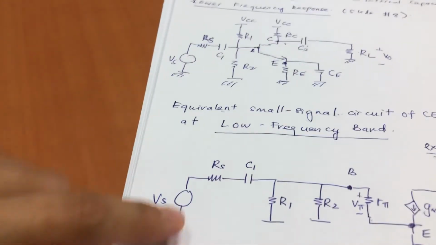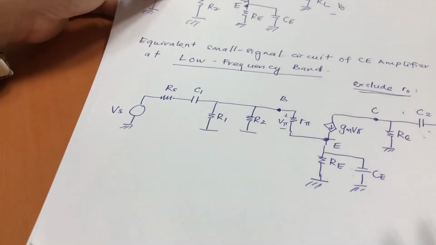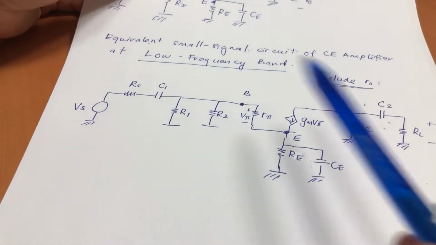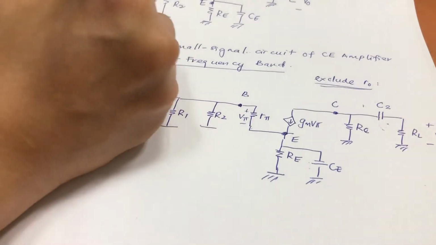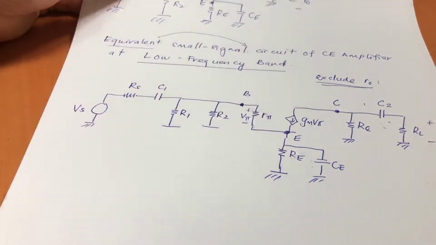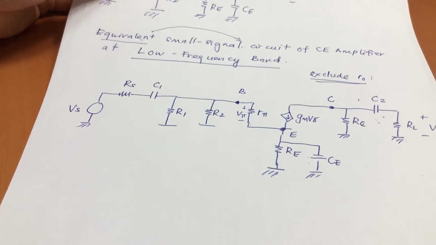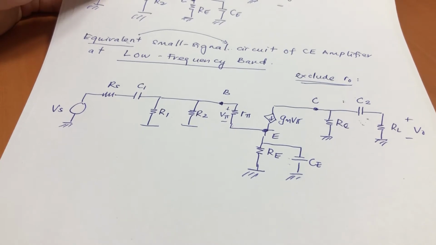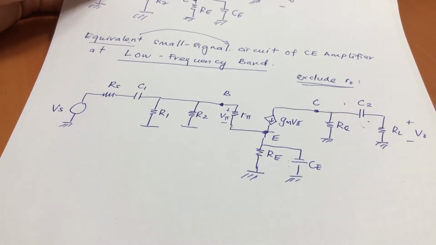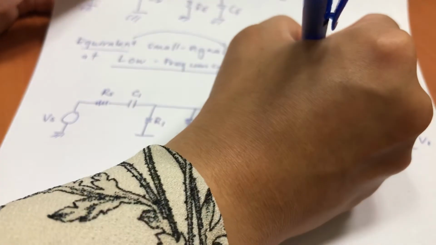Okay, so this is the complete small signal equivalent circuit of the common emitter at low frequency band, the whole circuit. Please take note of this circuit that you have to build. It goes until here because there's no R0, so we exclude it.